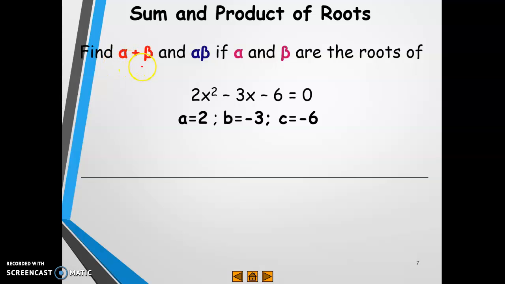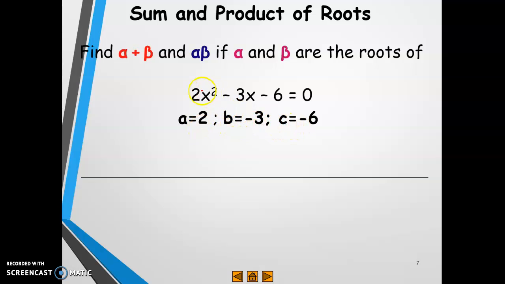Now let's proceed to another example. Find the sum and the product of the roots of the equation 2x squared minus 3x minus 6 equal to 0. Again, if the equation is not yet in standard form, you have to place it in standard form so that you can identify its A, B, and C. Okay. There are times that you can encounter that. So you have to set it in standard form first so that you can identify its A, B, and C.